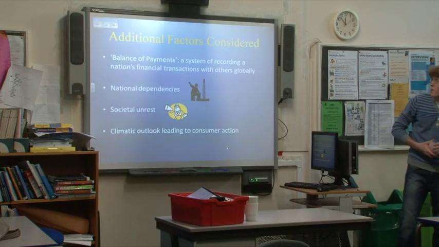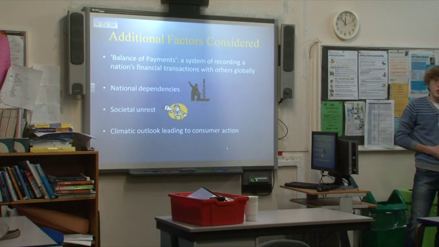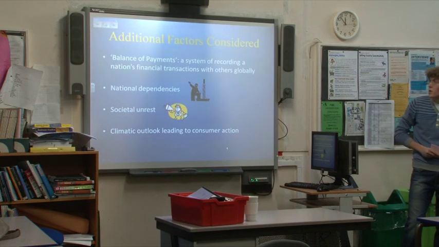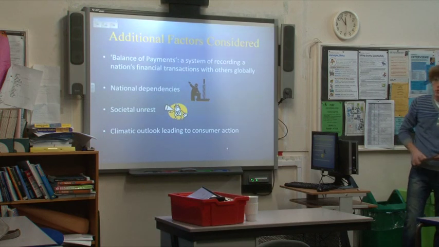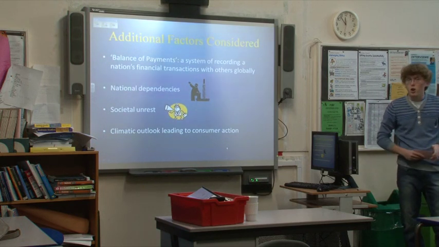Additional factors: balance of payments, which is a system recording the nation's financial transactions with others globally. This is important because weather can affect a certain aspect of the balance of payments, not just GDP as a whole. National dependencies: certain countries may depend on another nation for specific resources. For example, Saudi Arabia holds 21.9% of the world's oil reserves.